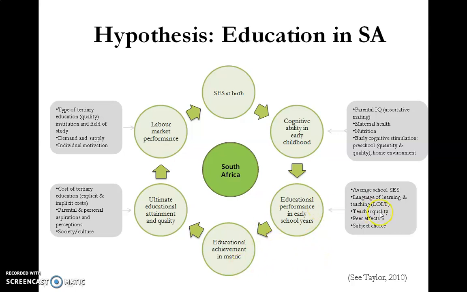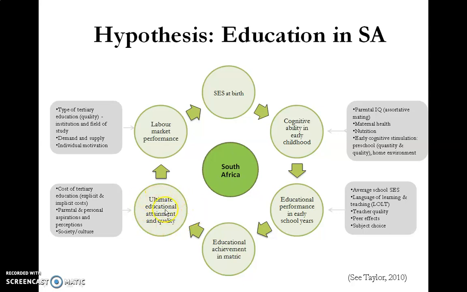There are other factors that impact this as well, such as your average school socioeconomic status, the language of learning and teaching, teacher quality, peer effects, and subject choice. These then feed into educational achievement in Matric, which culminate in the ultimate educational attainment and quality. These are impacted by the cost of tertiary education, both explicit and implicit, parental and personal aspirations and perceptions, as well as society and culture.